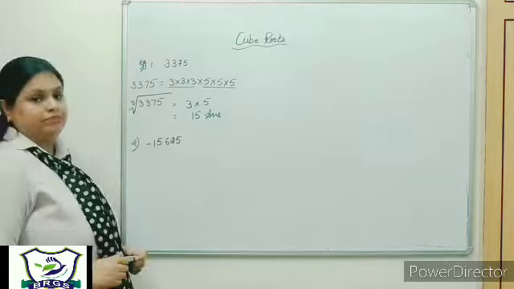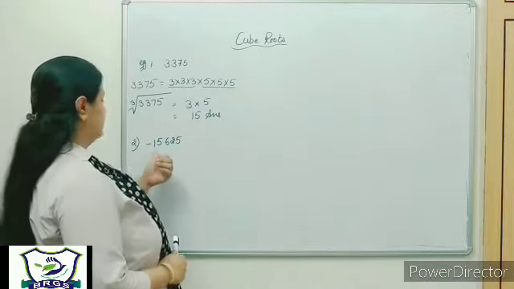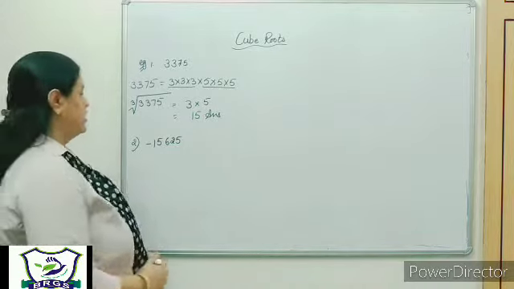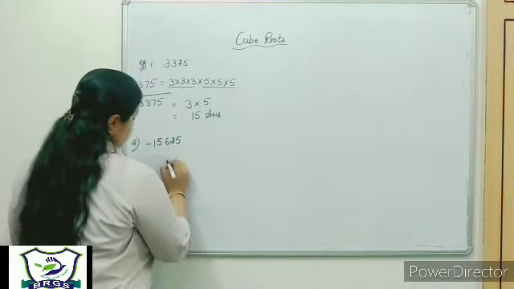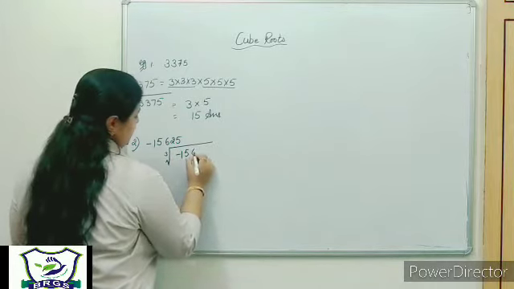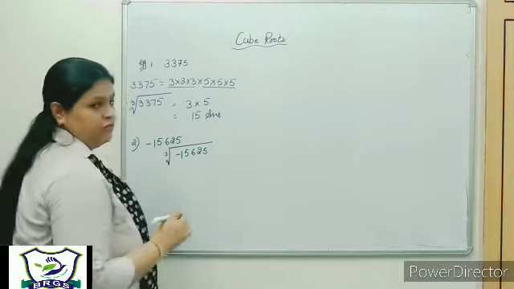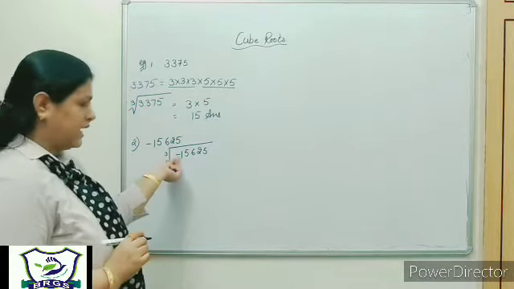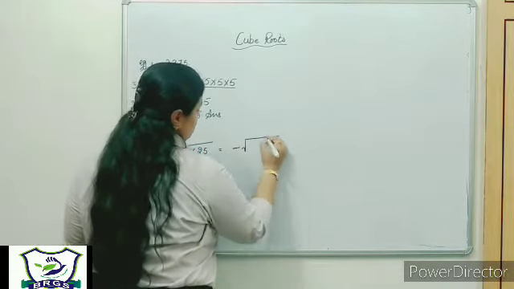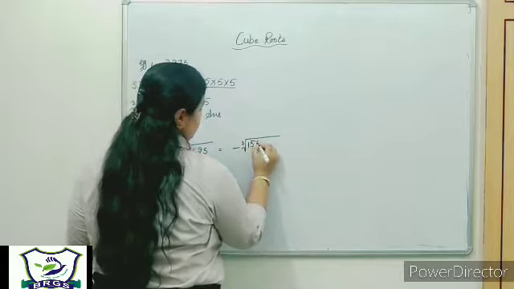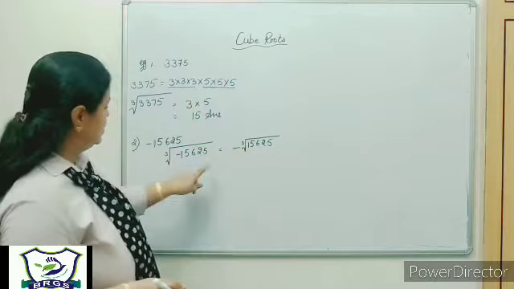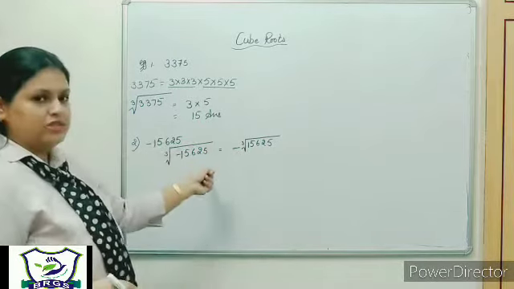Got it? Let's take one more example and this time it is a negative perfect cube. अब negative perfect cube का cube root कैसे calculate करना है? Let's see. We have to calculate cube root of minus 15625. What we will do? We will bring this minus sign out of the radical sign. So we will write it like minus cube root 15625. We can calculate cube root of positive number only. That's why we have kept minus sign outside the radical sign.